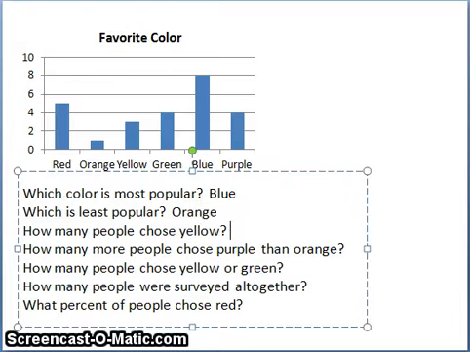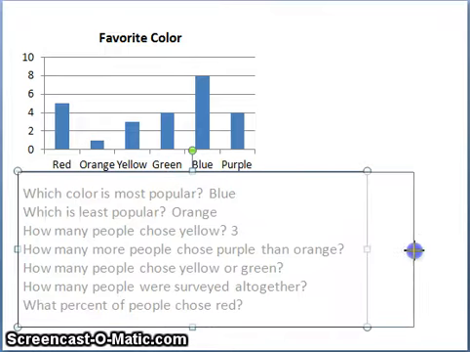Now for this question here, how many people chose yellow? What I need to do is find the bar that represents yellow and look at how tall it is. See, what height is that? This is halfway between 2 and 4, which is 3. So how many people chose yellow? 3 people chose yellow.